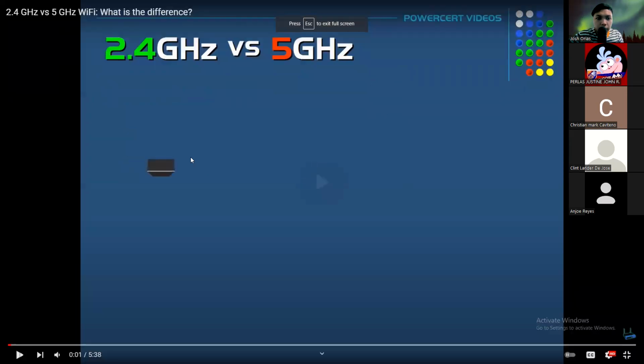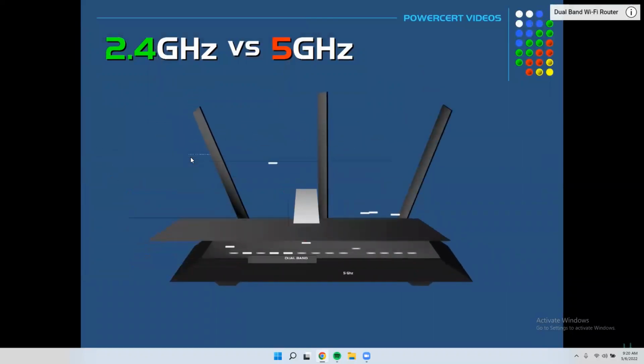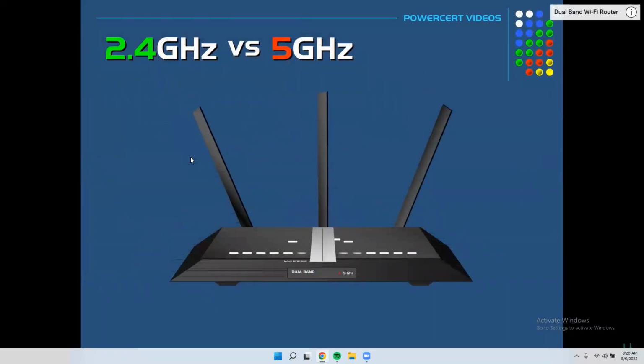Have you ever purchased a new Wi-Fi router and noticed that the router has both 2.4 GHz and 5 GHz frequency bands? Or maybe your existing router has both of them. And did you ever wonder why some routers have these dual bands? So that's what we're going to talk about in this video.